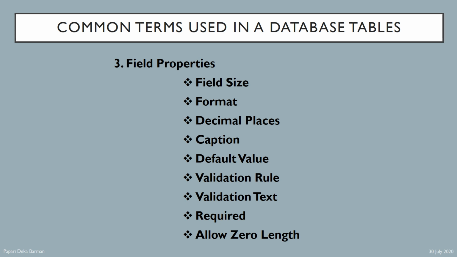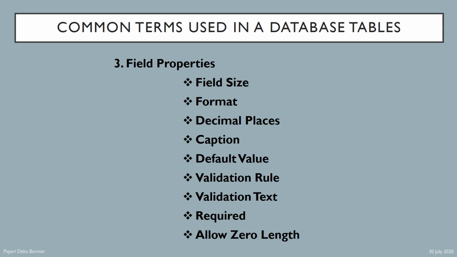Validation text is the error message that appears when the value entered in a field violates the validation rule. Means in the validation rule, if you use any rule, say I want to enter the number between 1 and 100, and if you enter say 101, then in the validation text you can write a message that you entered out of range number, like that. So validation text is your error message when it violates the validation rule.